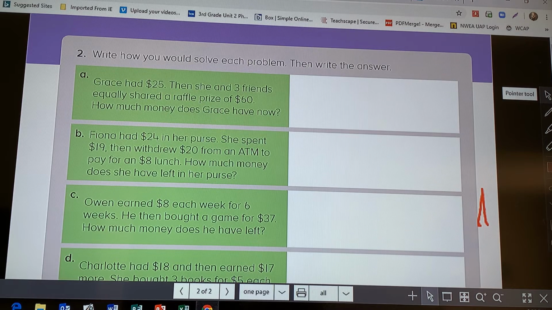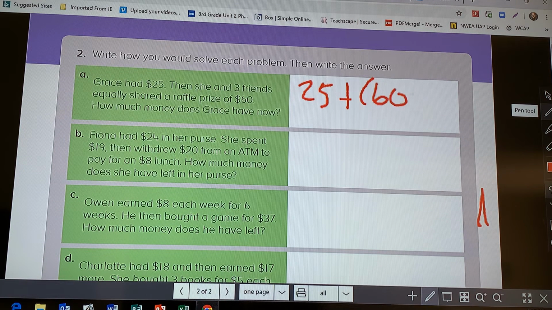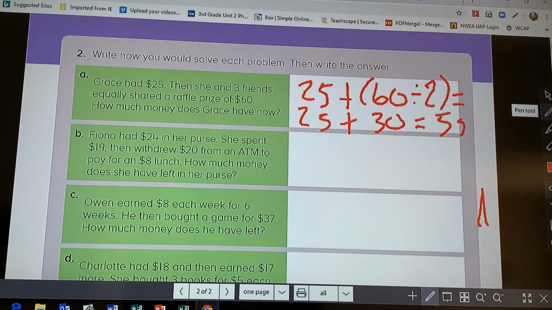So Grace has $25. Then she and her friend equally shared a raffle prize of $60. How much money does Grace have now? So if we were to write 25 and then add our next amount, we're going to go 60 divided by 2 because she and her friend shared it, right? So if we break that down, it'd be 25 plus 30, because we know 6 divided by 2 is 3, and we just put the 0 on there, equals 55.